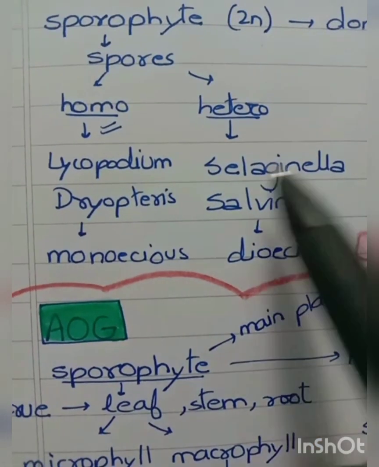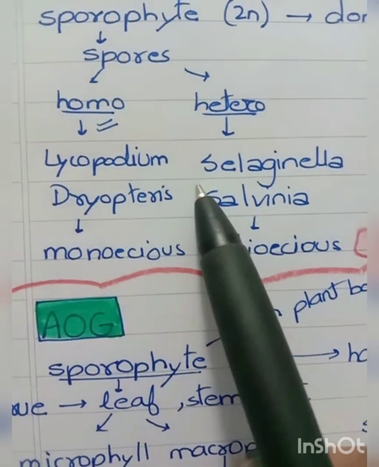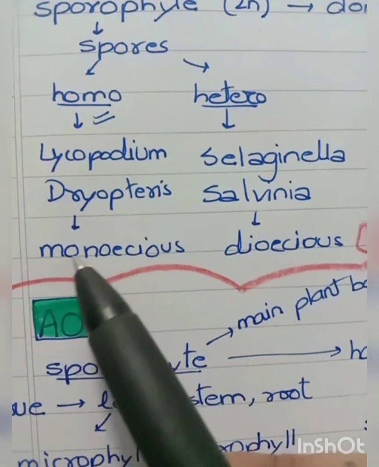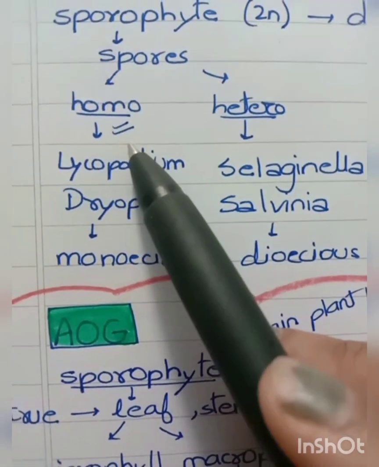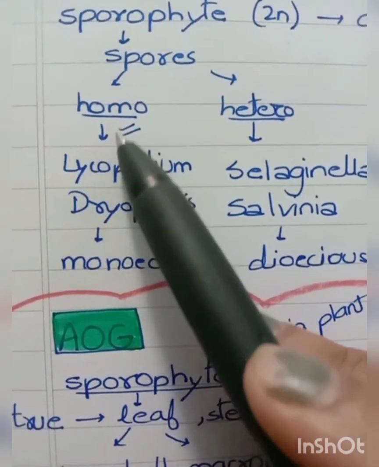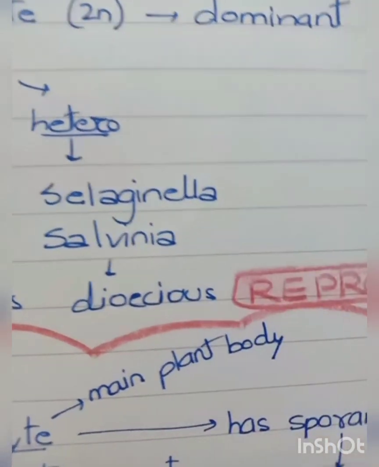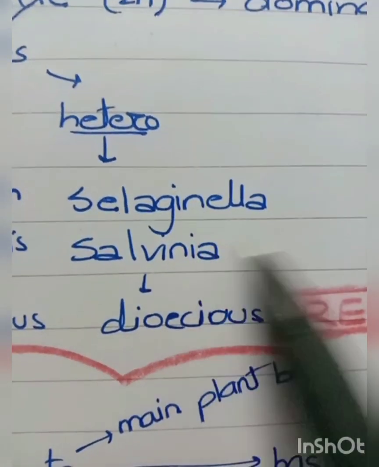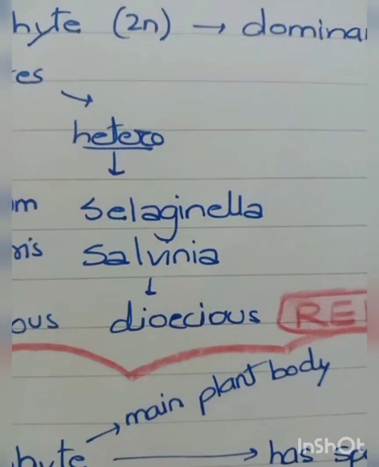One is homosporous and the other is heterosporous. Examples of homosporous are Lycopodium, Dryopteris. And obviously, homosporous means they bear a single kind of spores and they are monoecious in nature. Okay. And most of the pteridophytes are homosporous only. And for heterosporous, the examples are Selaginella and Salvinia, and they are dioecious because they have both types of spores.